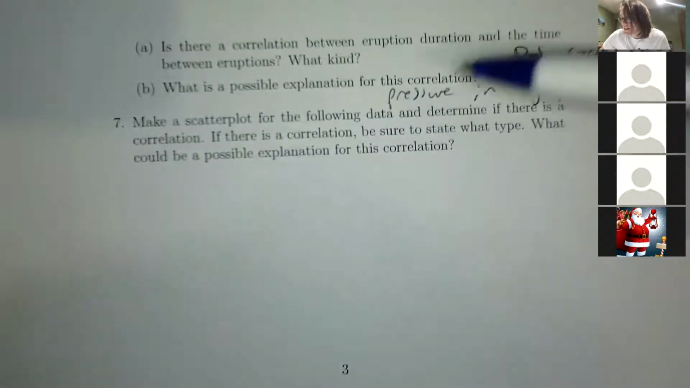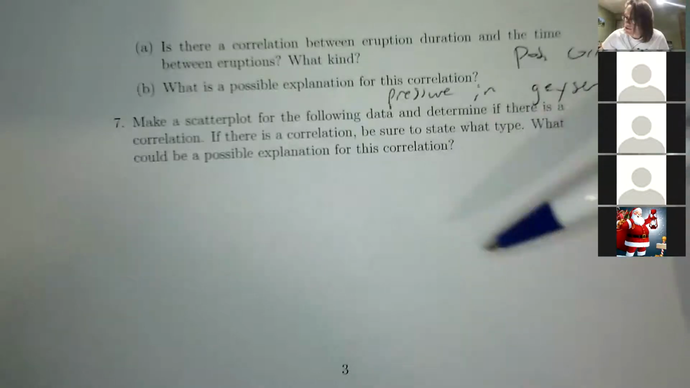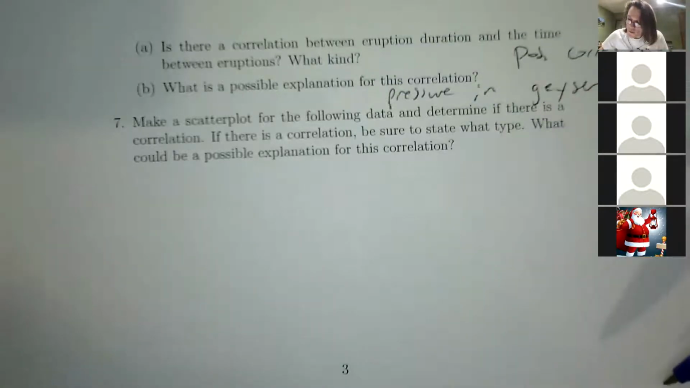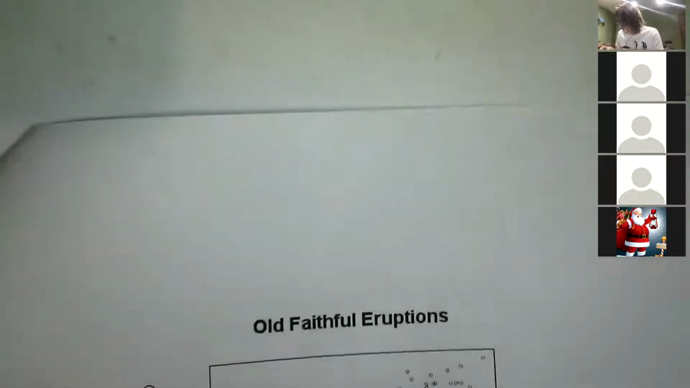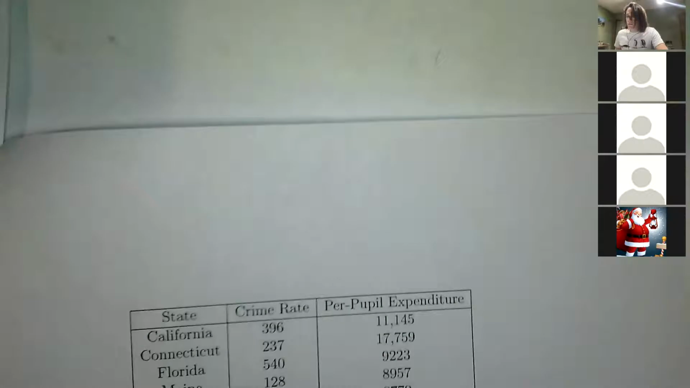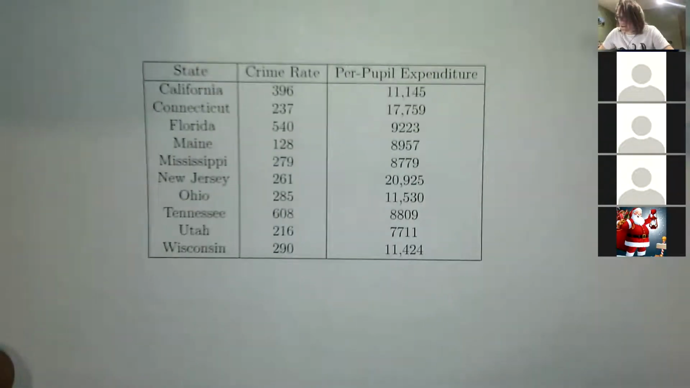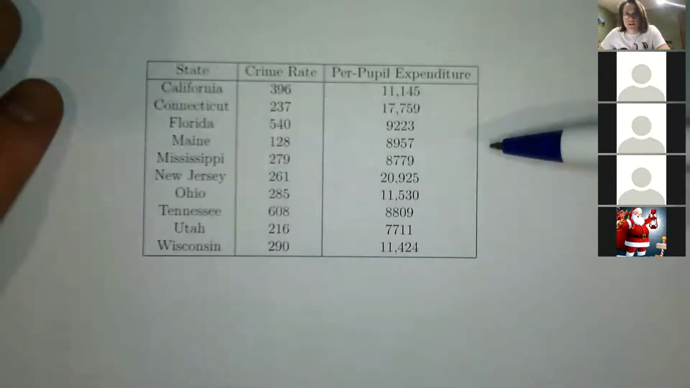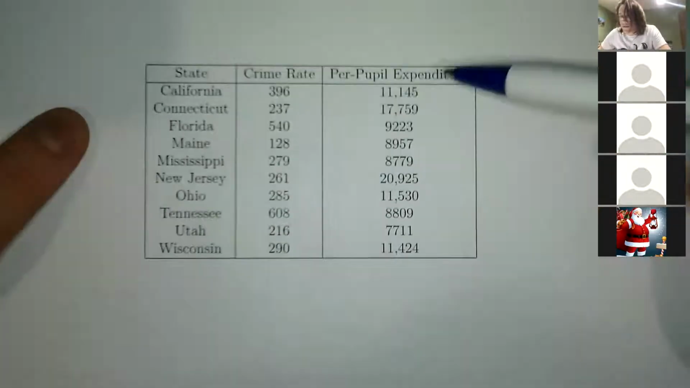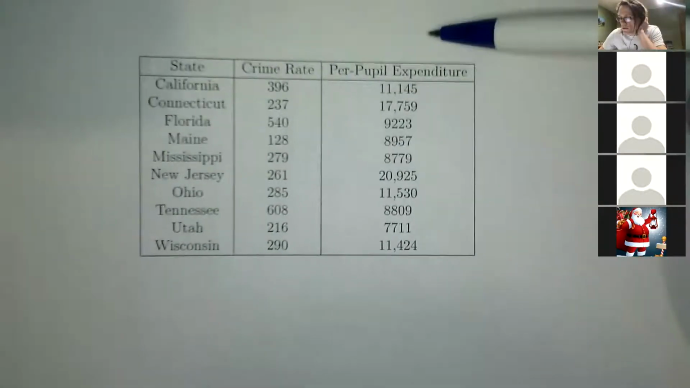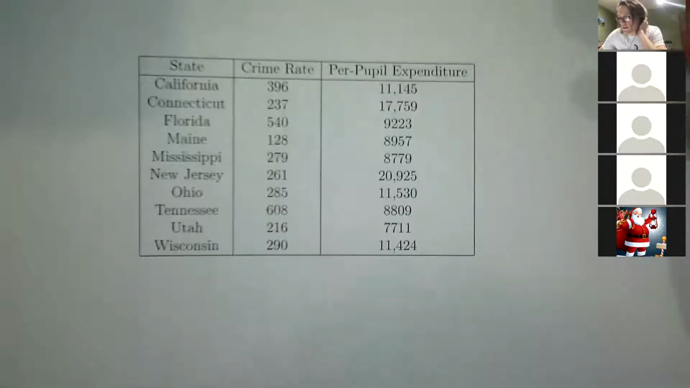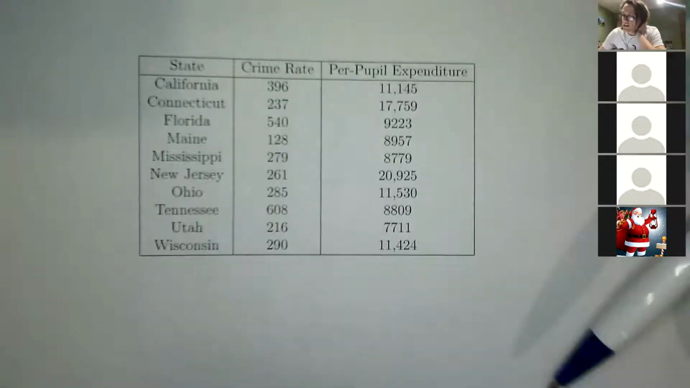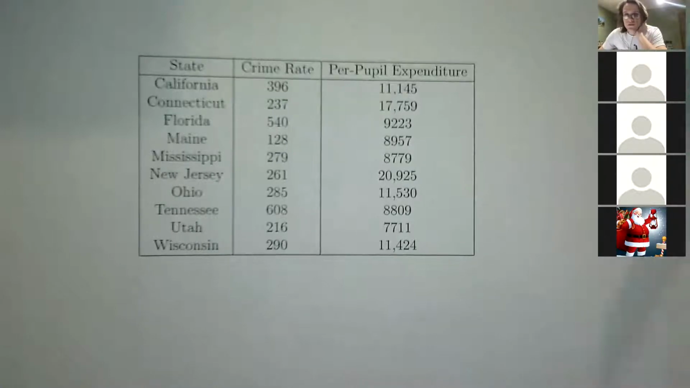All right, so make a scatter plot for the following data and determine if there is a correlation. If there is a correlation, be sure to state what type, and what could be a possible explanation. So same question, but this one we have some data. We didn't do this one before. The one we did last time in class was per pupil expenditure and teacher salary. This one is per pupil expenditure and crime rate, so different. So we're going to see if they're related.